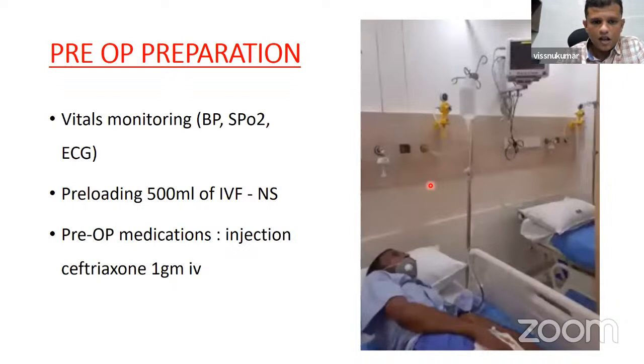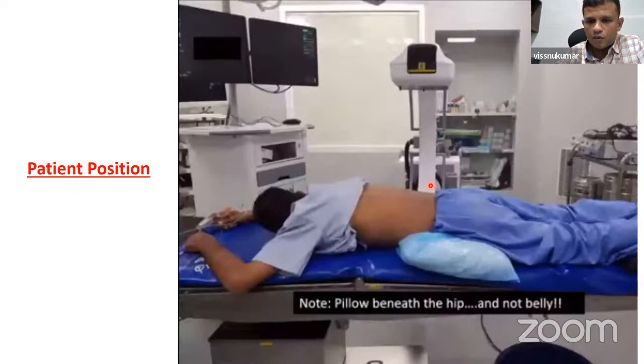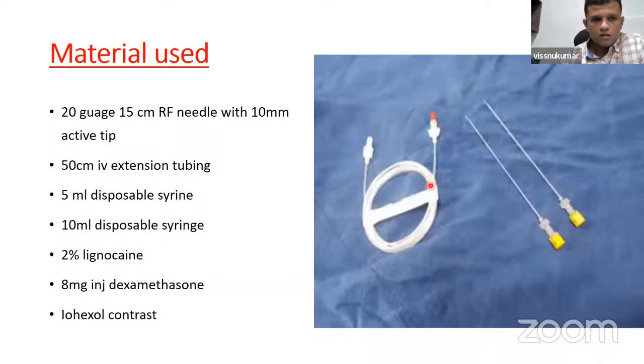Okay, and for patient position, I kept him in a prone position with a pillow beneath the hip so that his abdomen is entirely free. And then I just wanted to ensure that I'm not compressing his IVC also. Okay, so these are the materials used. I used a 25 gauge, 15 centimeter RF needle with 10 millimeter active tip. I'll tell you what RF is now. And I used some extension tubings, syringes, local dexamethasone and contrast.